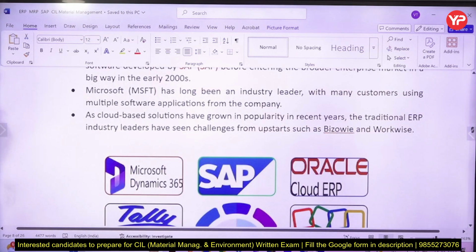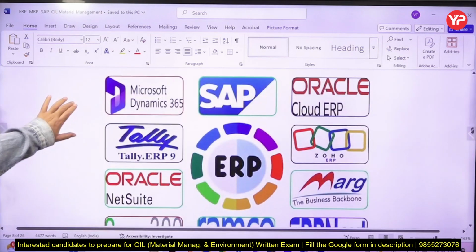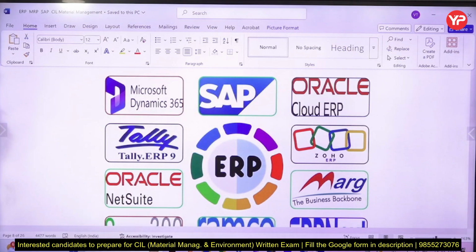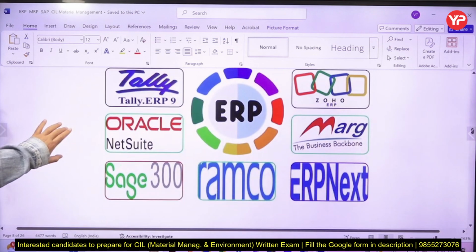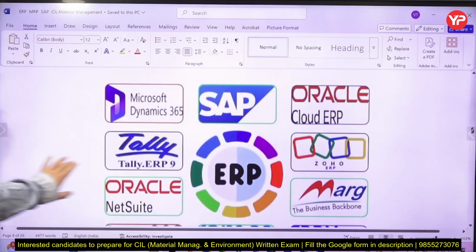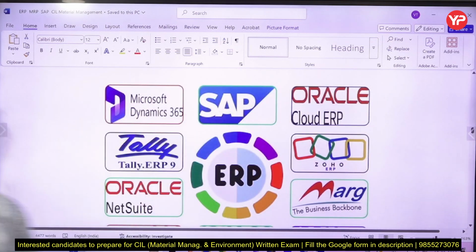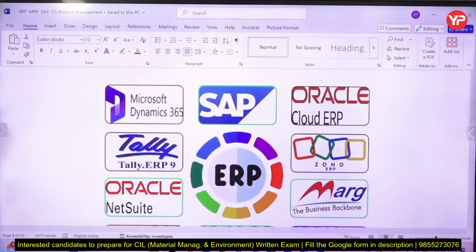Now there are so many software companies which are providing ERP. These are the names: SAP, Oracle, Microsoft, Tally. Finance people know how they use Tally. So these are some of the software. But SAP is something which is mentioned in your syllabus, and he may ask you questions from SAP. So he is going to ask you questions from SAP. These are some of the companies.